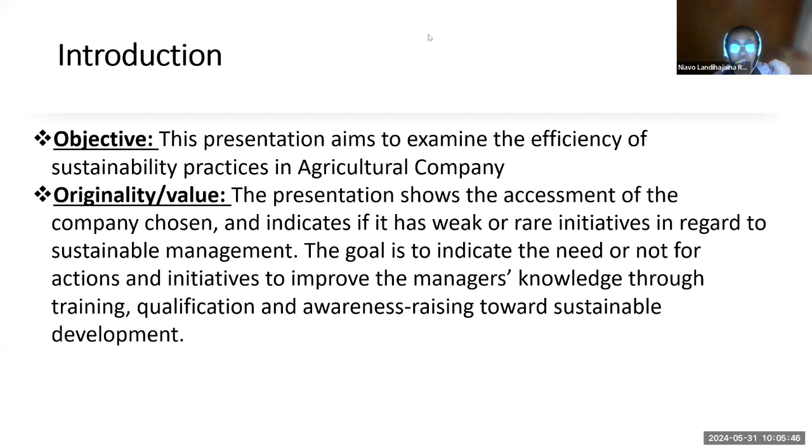The main objective of this presentation is to check the efficiency of the sustainability practices in the agricultural company UPLHE that I have chosen. The value of this presentation is mainly to show you the assessment of the company and then indicate if it has weak or rare initiatives regarding sustainability management. The goal is to indicate the need or not for actions and initiatives, and the need to improve the managers' knowledge, so it's a case for training, qualification, and awareness raising towards sustainable management.